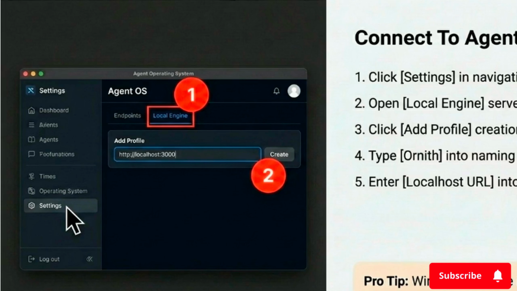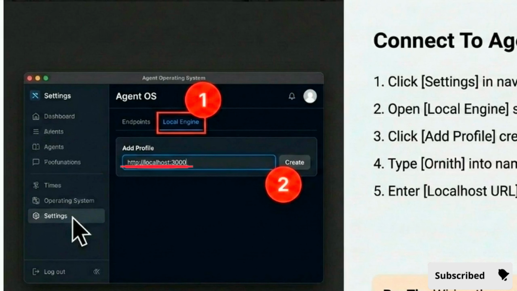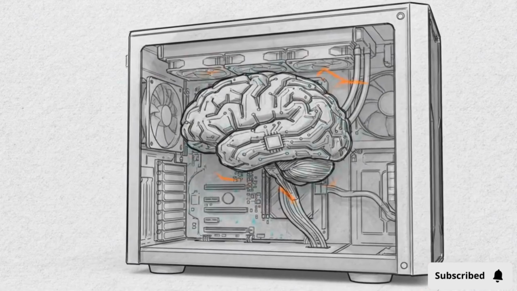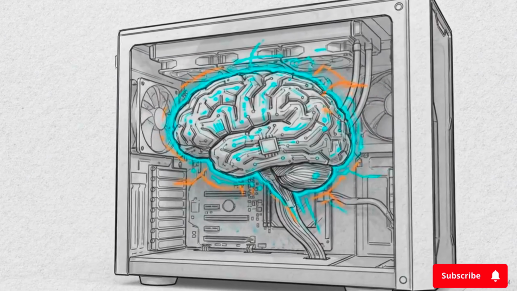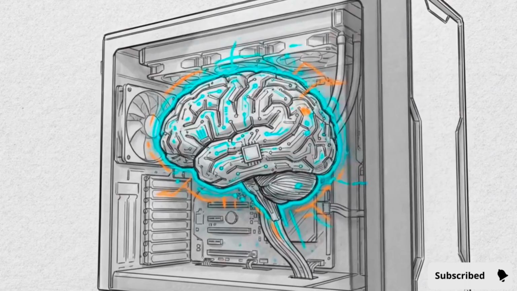In your Agent OS settings menu, under Local Engine, simply paste your local host URL directly into the endpoint destination. Your local host is now active. You have successfully isolated a self-hosted AI brain on your machine, ready to accept prompts. Let's put it to work.